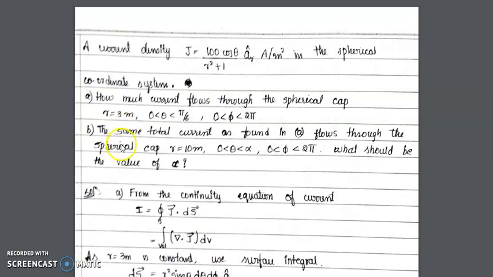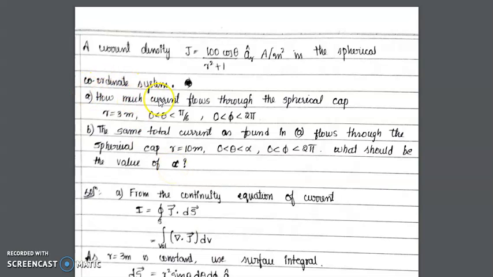And second case, the same total current as found in A. So if the current is the same as what we obtained in case A, and it flows through the spherical cap when R is equal to 10 meter, theta is varying from 0 to alpha and phi is varying from 0 to 2 pi, what should be the value of alpha to obtain the same value of the current which is obtained in case A? So we have to find the value of alpha in case B.